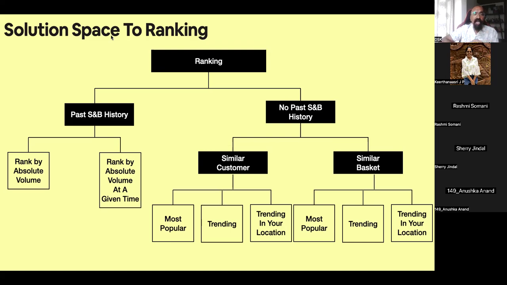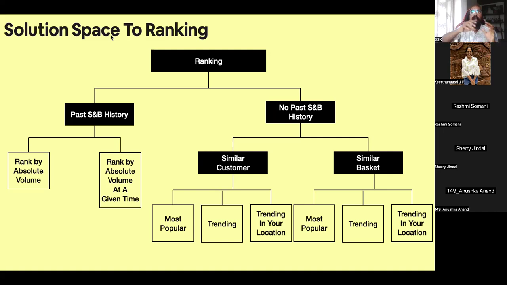The question then comes to saying that if there is no data and it's a cold start problem, well, what can you do? There are customers who are similar. So could you show what is most popular among them? Could you show what is trending amongst them? Could you go one level deeper to show what is trending in your location, etc.? So you do this on a customer-based similarity. You could also do this on a basket-based similarity as well.